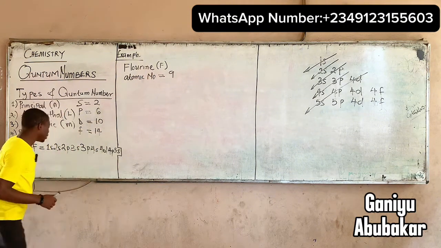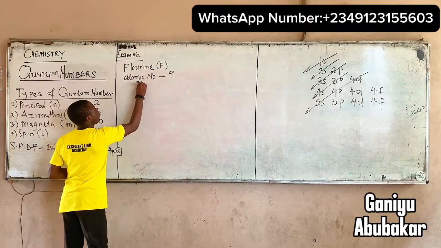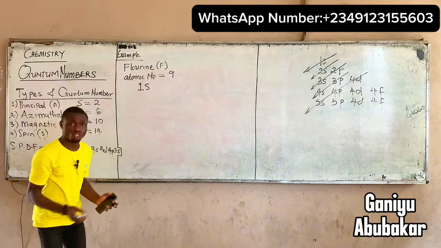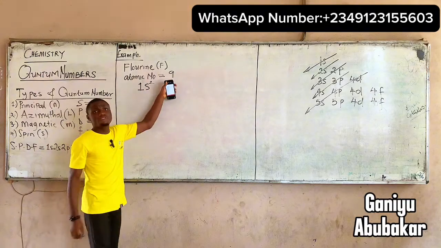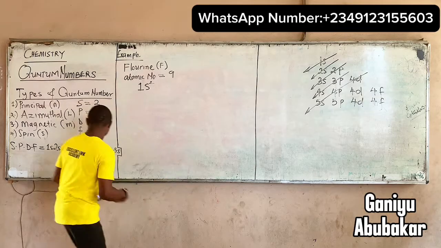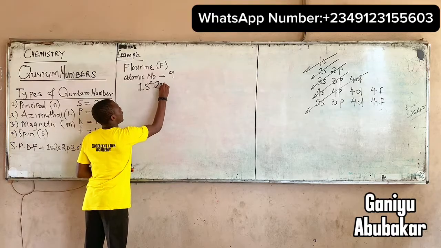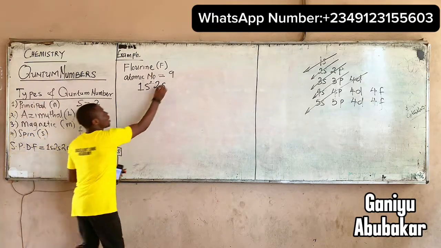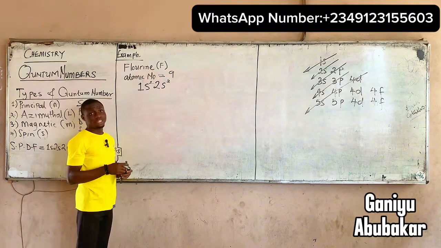For fluorine, what's your arrangement? Start with 1s. S contains how many electrons? Just 2. If I take away 2 from 9, I'm left with 7, so I still need 7 more. Go to the second one, 2s. We said 2s contains a maximum of 2 electrons, so I have 2 here. That makes 4, and if I take that away from 9, I have 5 left.